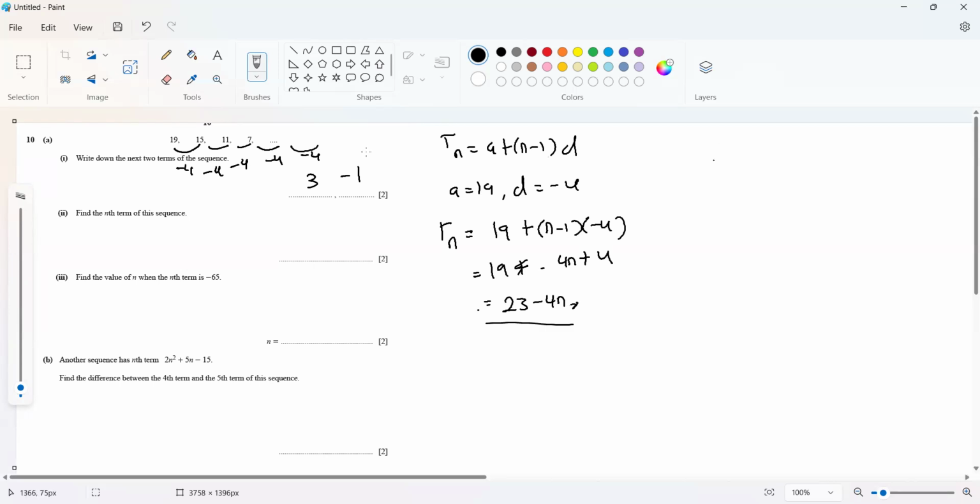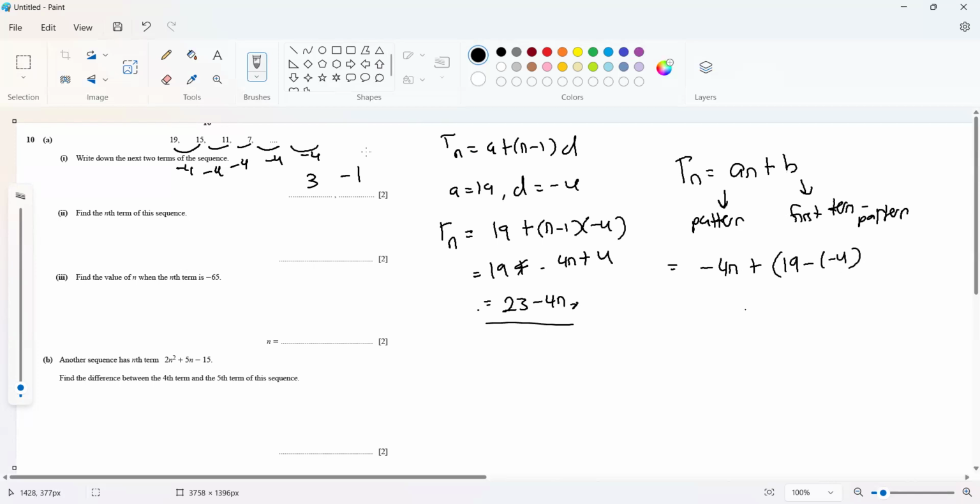If you don't want to do this, you may also use the shortcut that I taught you. So Tn equals an plus b, where a is just the pattern, and b is the first term minus the pattern. So then it will be -4n plus 19 minus -4. So again, see, you get the same answer, -4n plus 23, same thing, right?